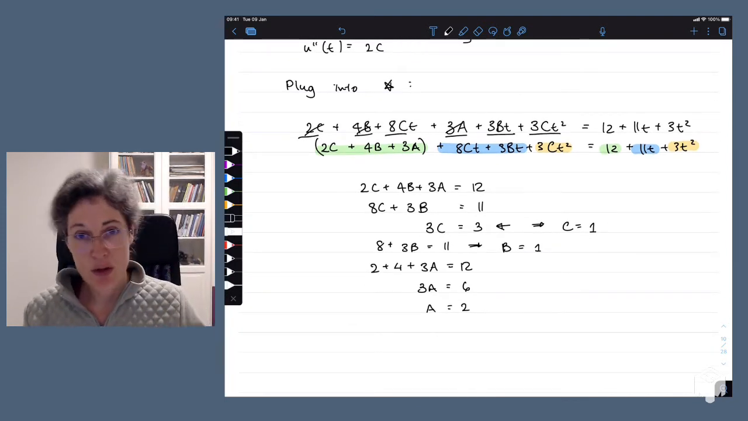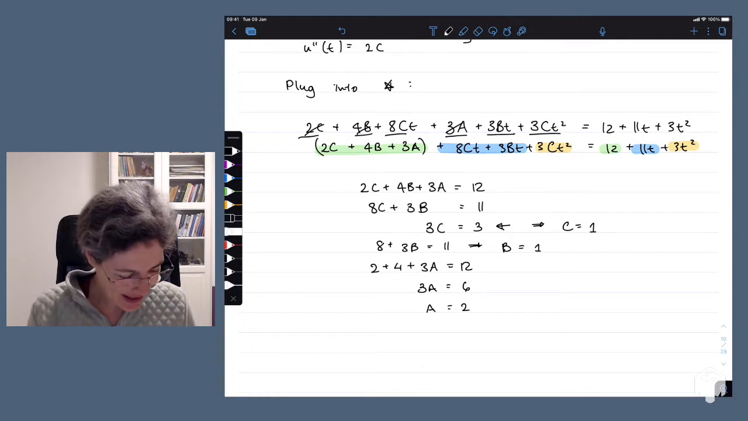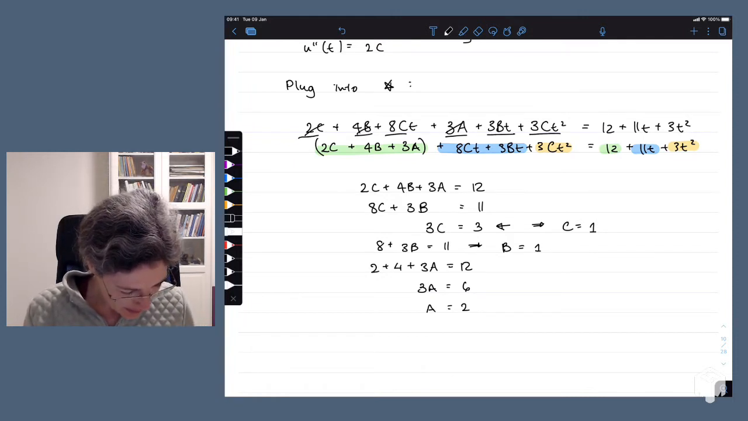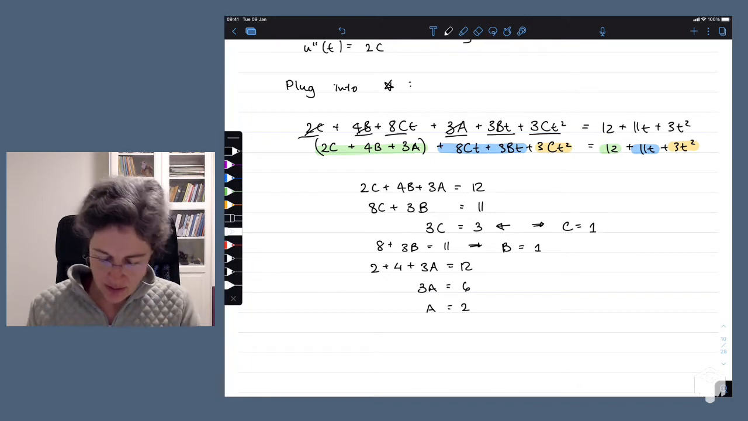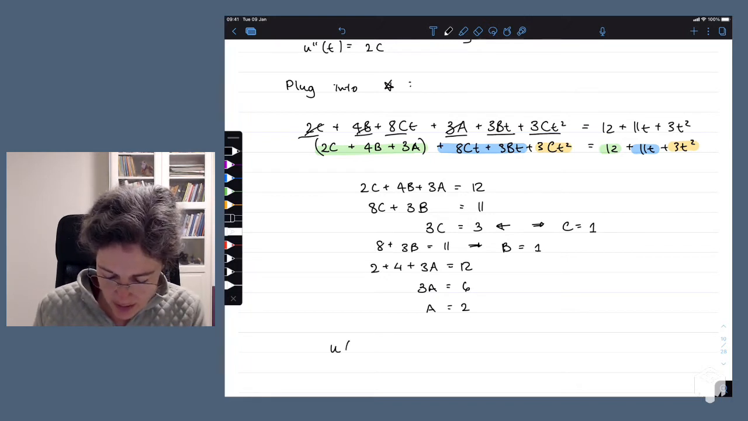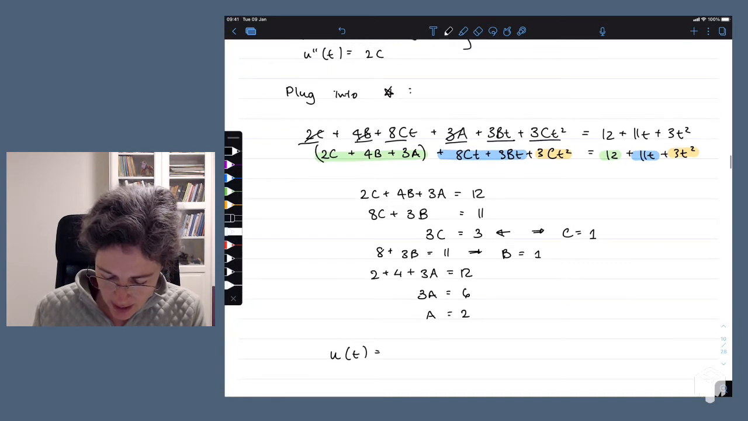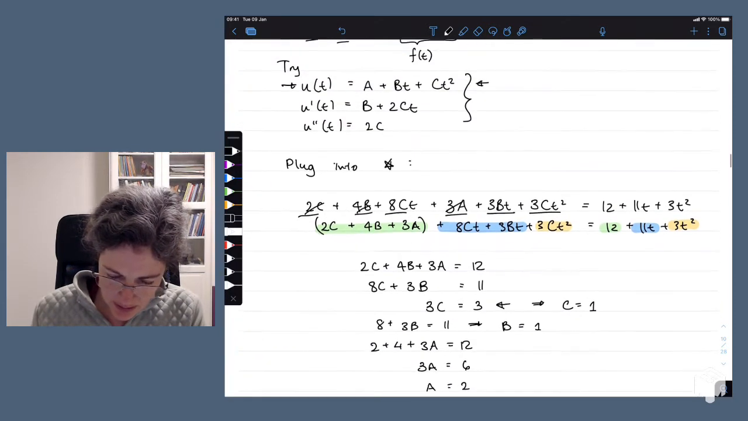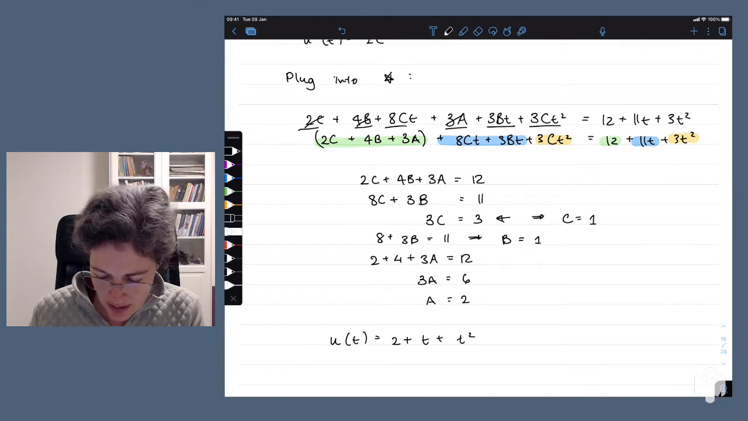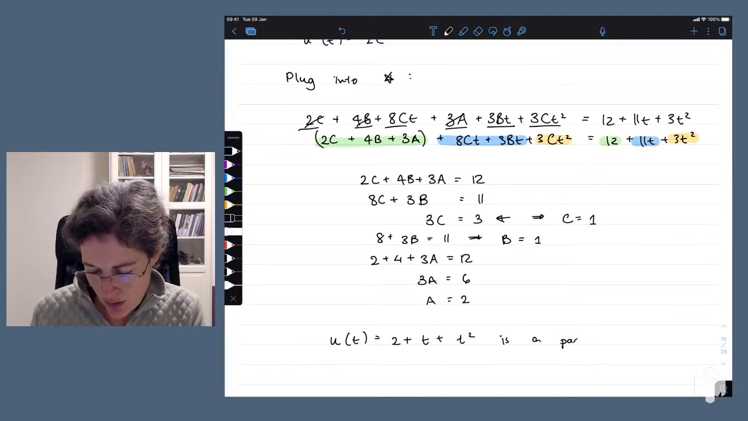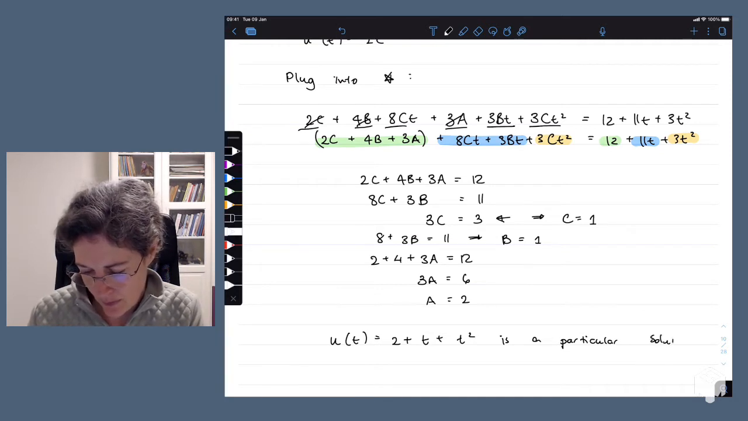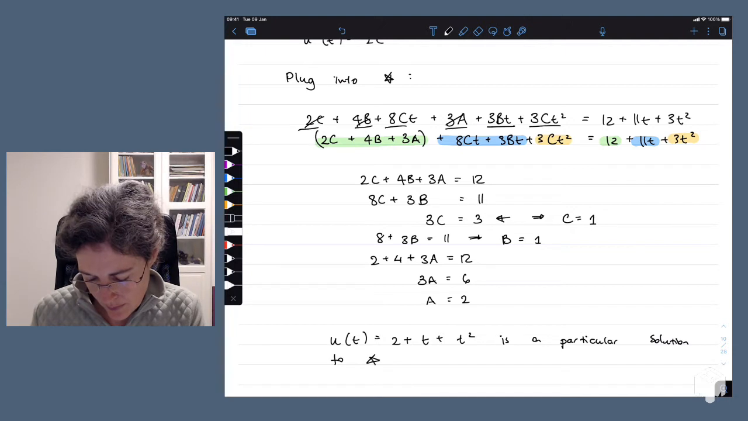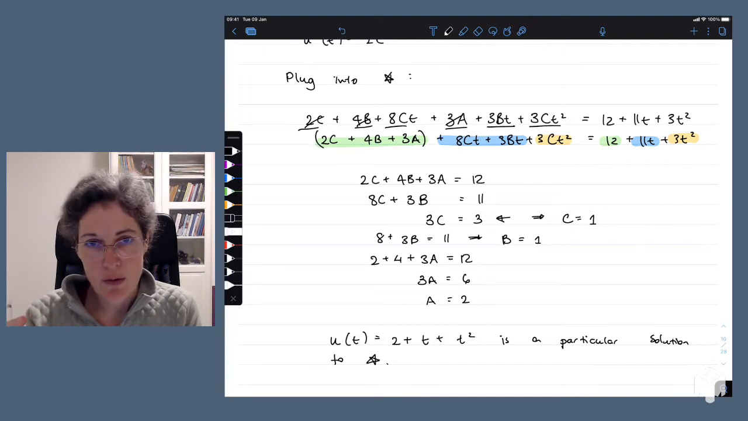So finally, and I'm just going to check my notes to make sure that I did that correctly. I did, hooray, okay, yes. So finally, we claim that this solution, u of t, equal to 2 plus t plus t squared is a particular solution. And if you were to differentiate that, you would find that it does actually work.